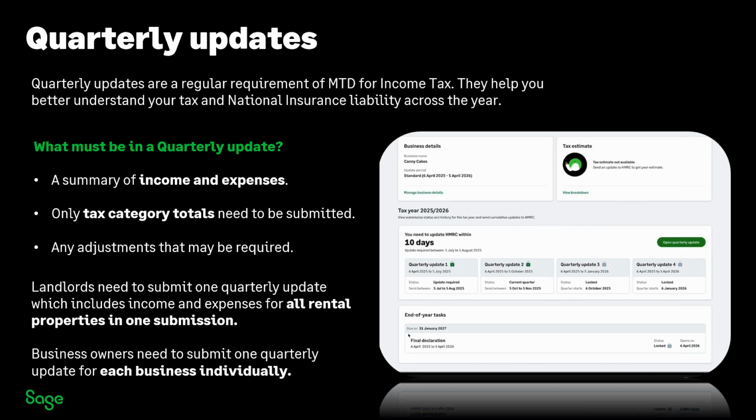Now, don't worry if your data is not completely accurate within these stages, because you can always adjust in the next quarter as the periods are cumulative. You just need to make sure that at the final stage of coming to submit your tax return, it is as accurate as possible to the best of your knowledge.